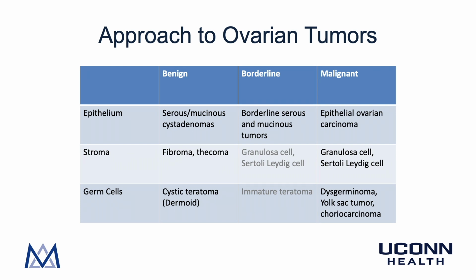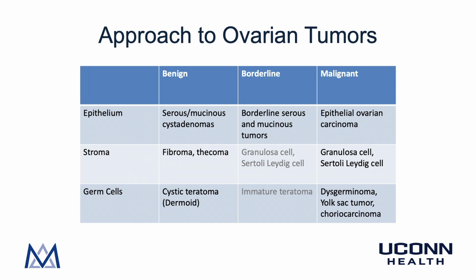Finally, moving to the last row, the germ cells, a very common benign tumor that arises from the germ cells is the mature cystic teratoma, also known as a dermoid. Again, moving over to the right malignancy column, here you will find the germ cell tumors of dysgerminoma, yolk sac tumor, and choriocarcinoma, all of which are considered to be malignant. In the borderline category is immature teratoma. While these more often are malignant, there are less aggressive versions of this that can be considered to be borderline.